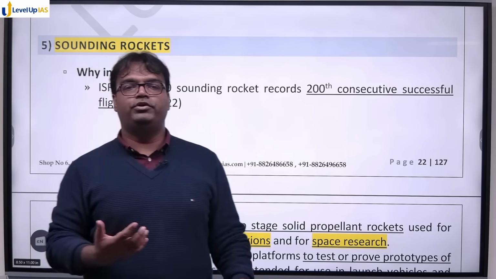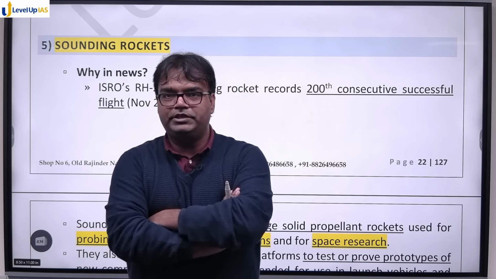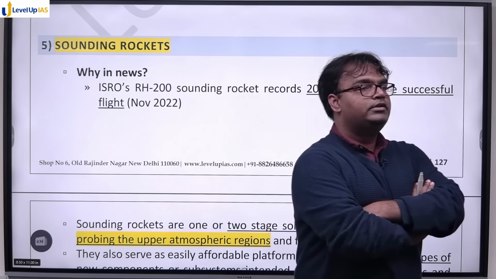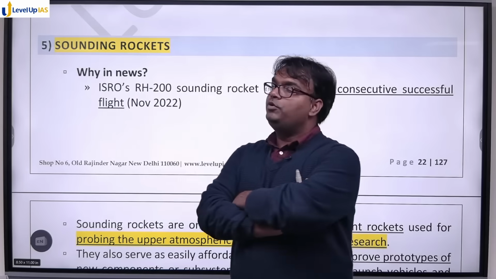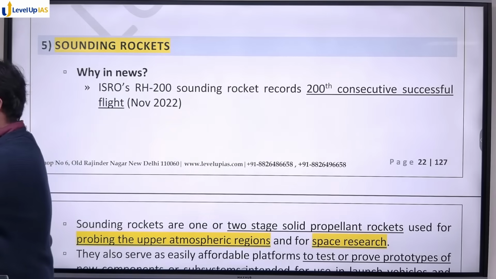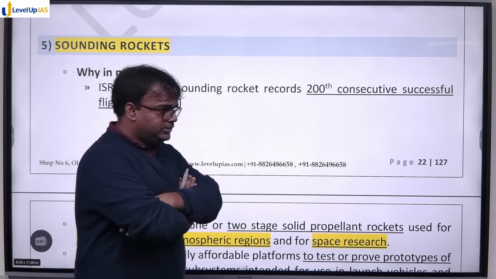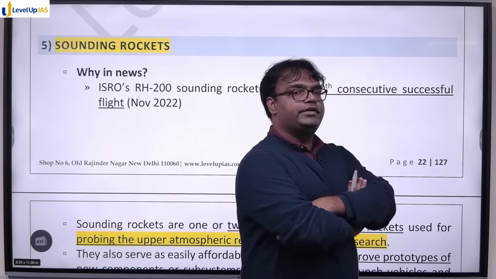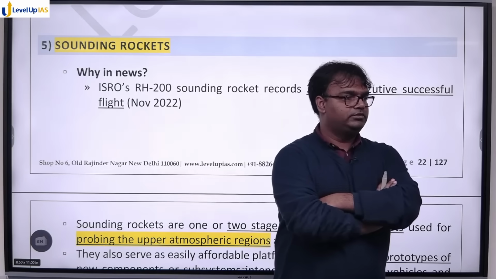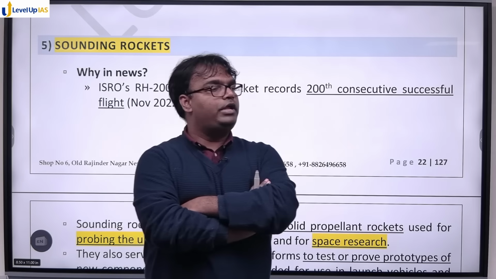Now what are sounding rockets? The rockets that we have seen so far, be it PSLV or GSLV, have been used for launching satellites, right? They go to a height of 350 kilometers or 450 kilometers or 500 kilometers, 550 kilometers, and they launch satellites there. This is what happens. But these sounding rockets don't do that. They just make noise. They are not used for launching satellites.